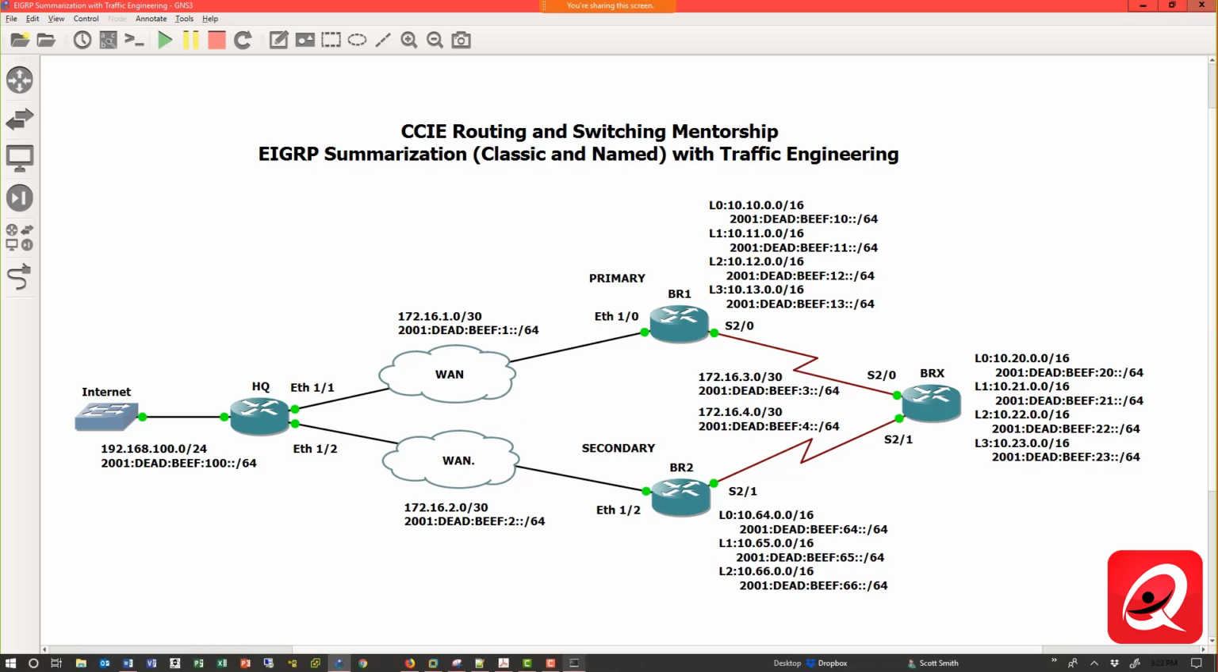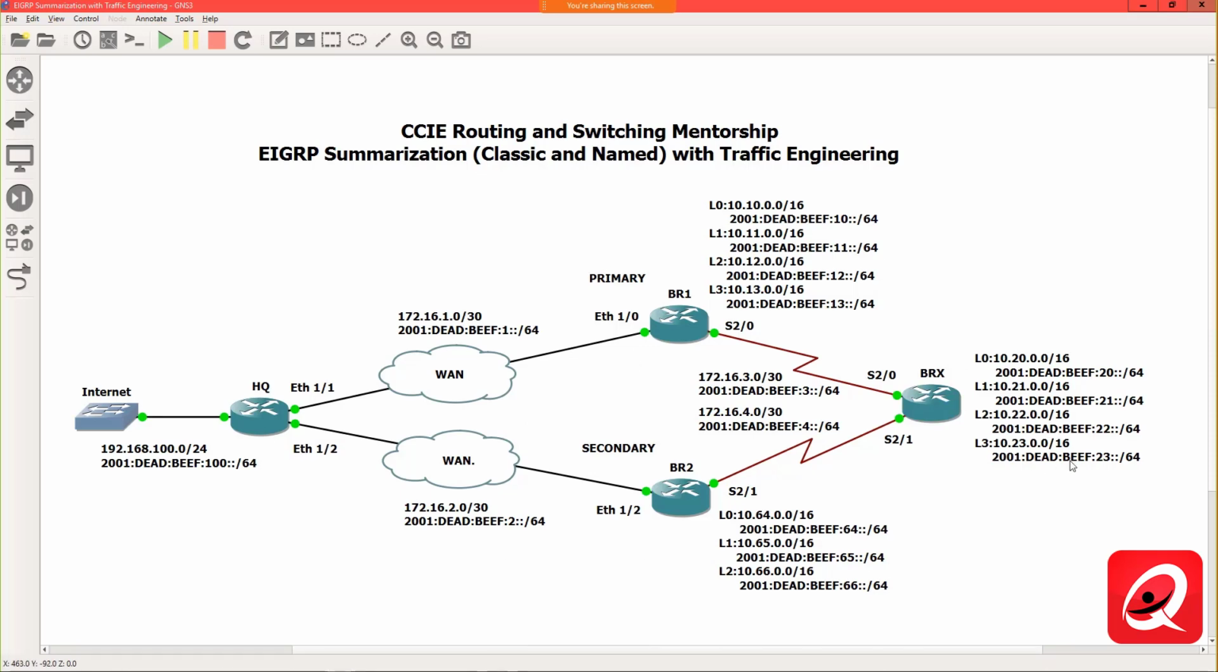So we really haven't talked about anything about summarization at this point, but obviously one of the benefits of summarization is to make it so all these networks here can be summarized going over to HQ, and we're not sending large routing database information into the HQ router. But there are a lot of things that you need to consider when you're dealing with summarization. A lot of little caveats, a lot of little quirky things that you need to know about summarization in order to really be able to effectively accomplish what it is that you're trying to accomplish.